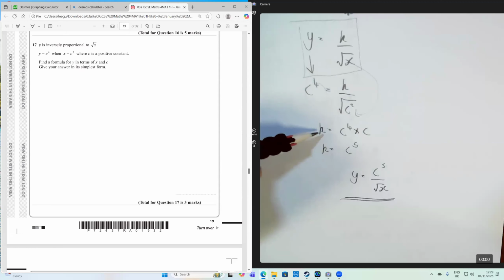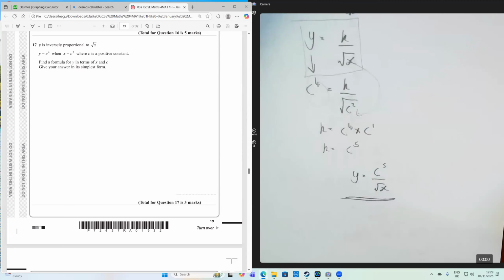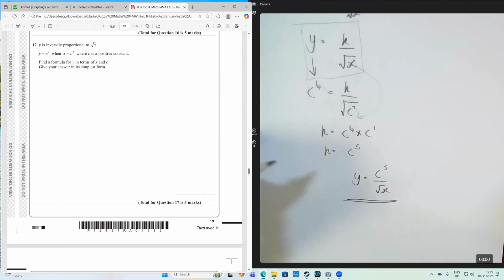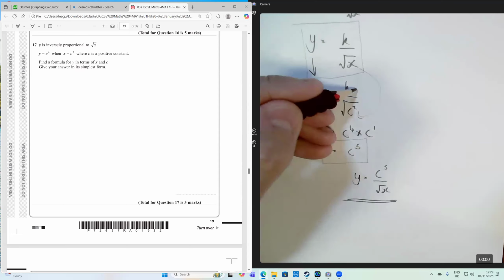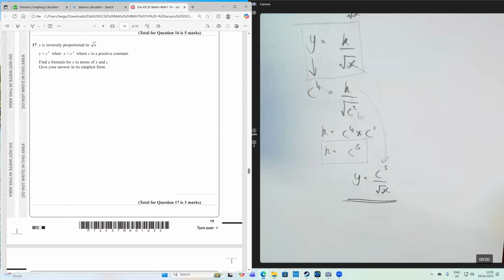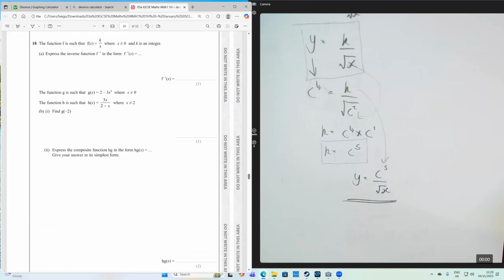So that gives me k is equal to c to the power 4 times by c to the 1, which is going to be c to the power 5. And that's it. So we just now say that, okay, we found out that k is equal to c to the power 5. So we just replace that in the formula, and that's the answer to that question. A little unusual, I grant you, but that's what they've done.